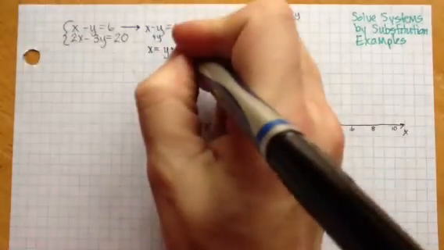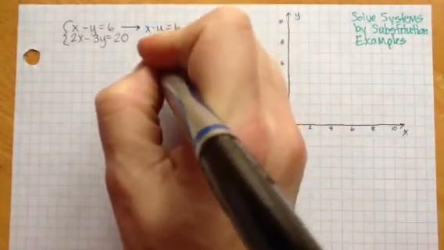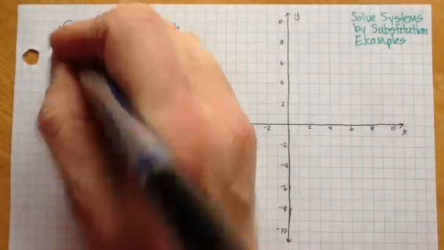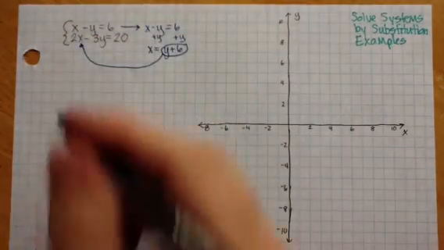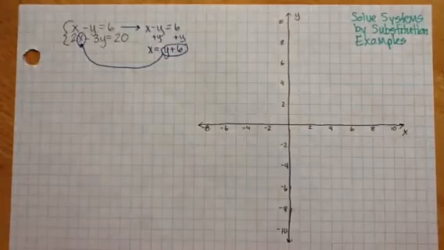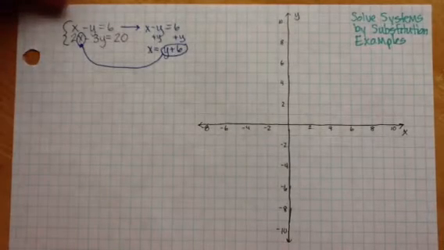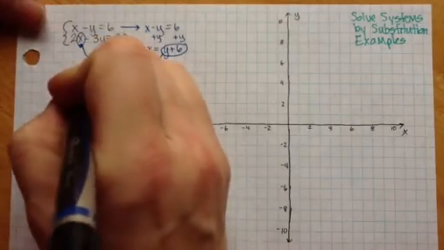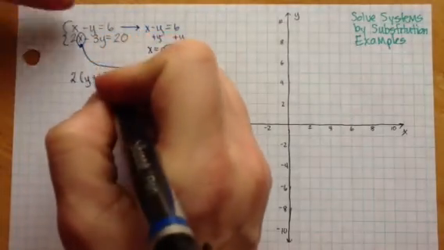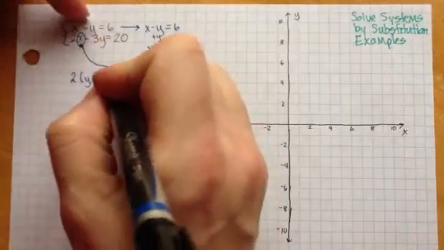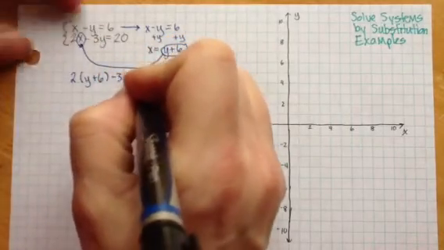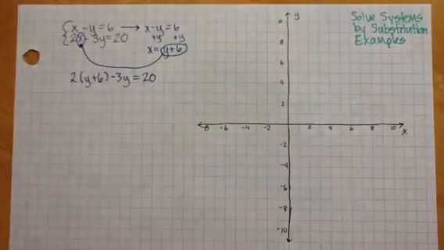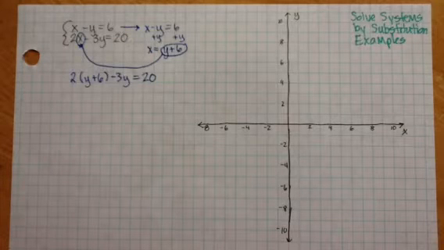The next thing I need to do is to substitute that expression into my other equation. So I'm going to take y plus 6 and replace the x in my second equation. So that's going to give me 2, and instead of times x, it's going to be times y plus 6. So 2 times y plus 6 minus 3y equals 20. Now I don't have a numerical value for y yet, but when I work through this equation, I will be able to tell you what y equals.